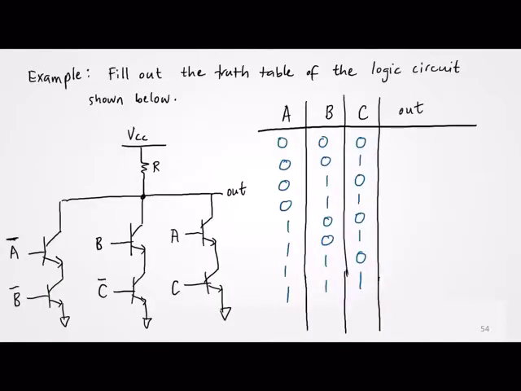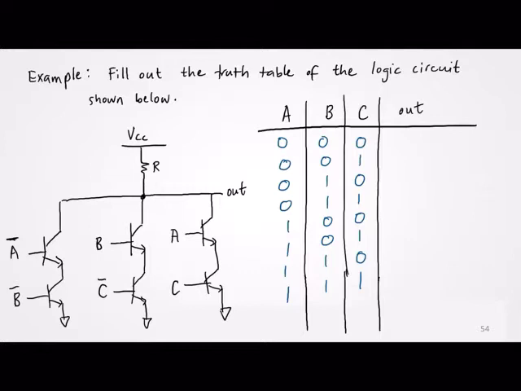Now, let's look at an example of an RTL logic gate. This is a 3-input RTL logic gate, and at the inputs, certain inputs are inverted. The assumption is that there's an inverter beforehand that does the inversion. So essentially, we have A bar, B bar, and C bar here. For A bar, that means you need a 0 at A to saturate this transistor, because A is 0 means A bar is 1. The same goes for B bar and C bar.